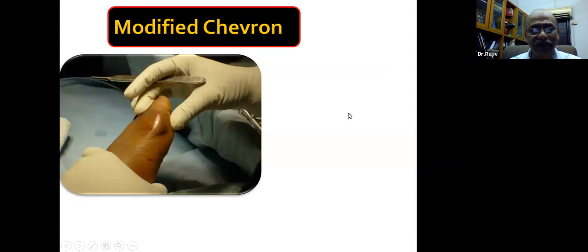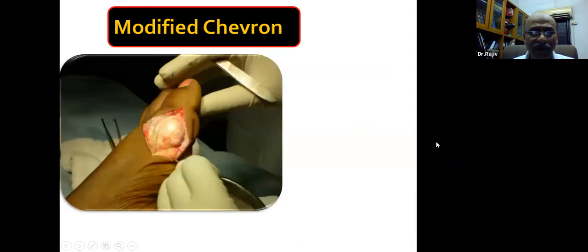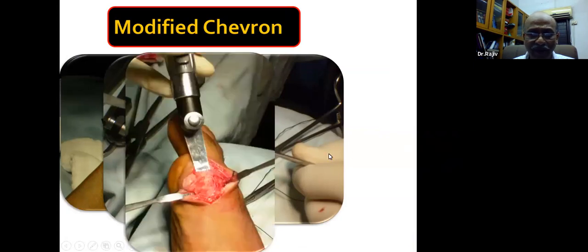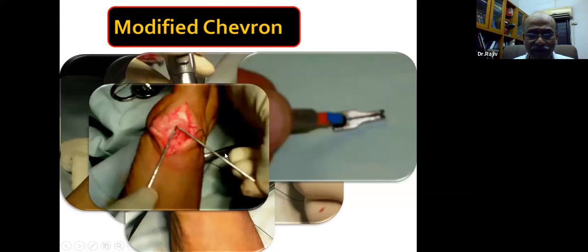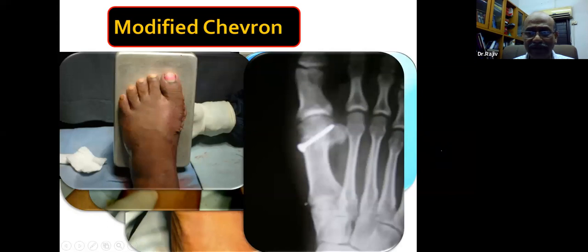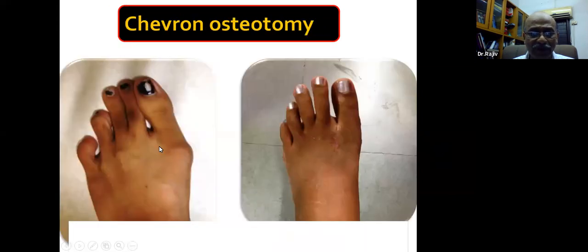These are the operative pictures of a chevron osteotomy: a medial approach, and then exposure of the capsule. Here is the excision of the medial eminence. I am putting a K-wire as a guide, and then you mark the osteotomy. This is marked at 60 degrees, and then you do the osteotomy, shift the head fragment laterally, fix it with the screw, and get the correction. This was a case of chevron osteotomy.